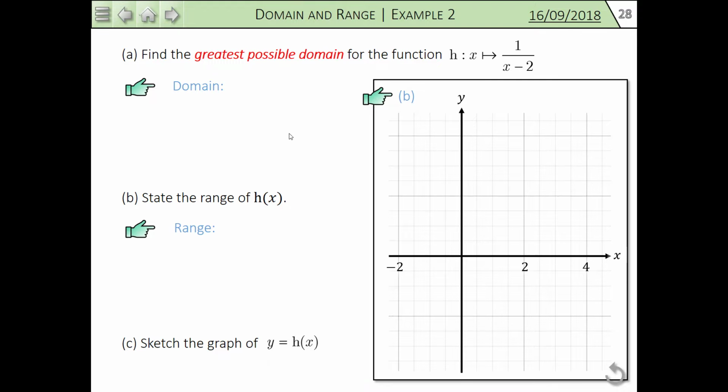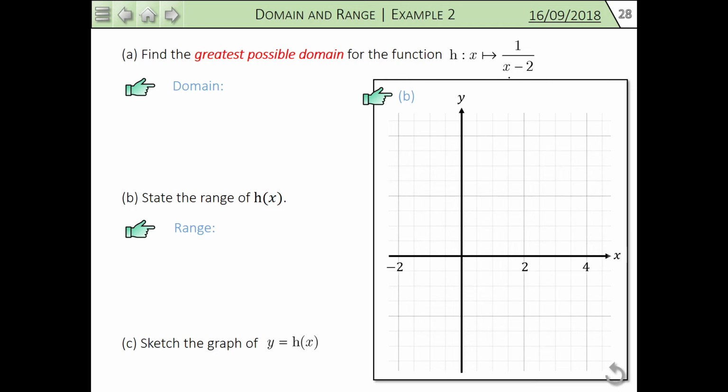In example 2, we're asked to find the greatest possible domain for the function h of x is equal to 1 over x minus 2. So the greatest possible domain means what is the domain that contains the largest collection of values. When a function contains a fraction, quite often there are specific values that you are not allowed in the domain. In this case, we need to be careful to avoid dividing by 0.